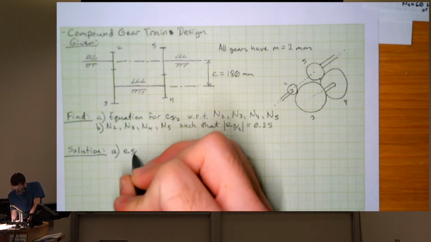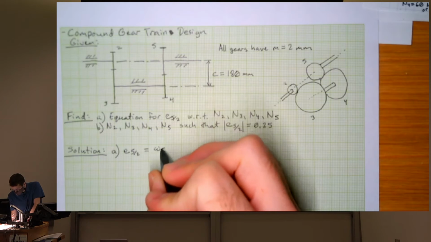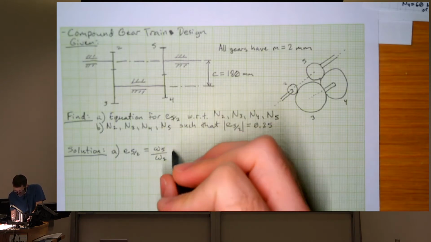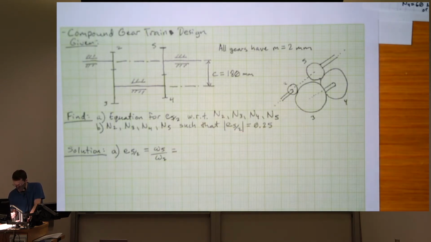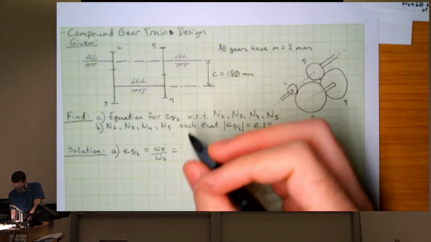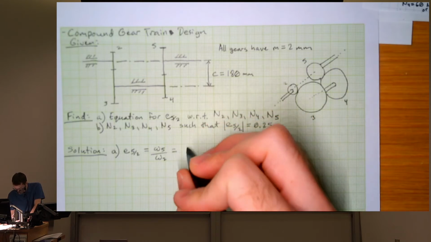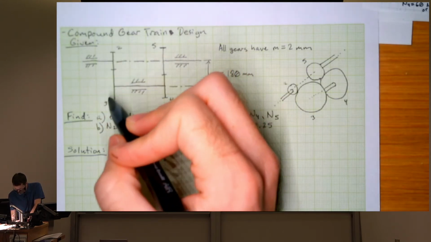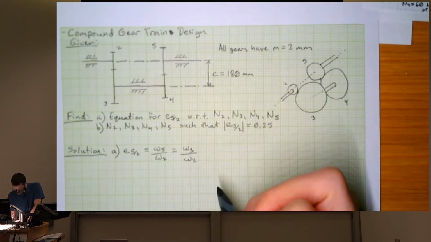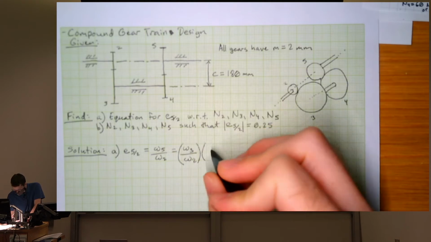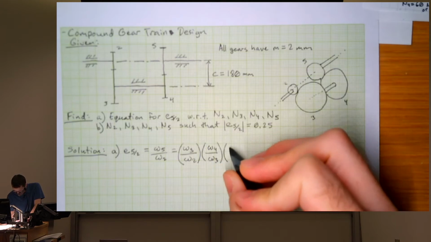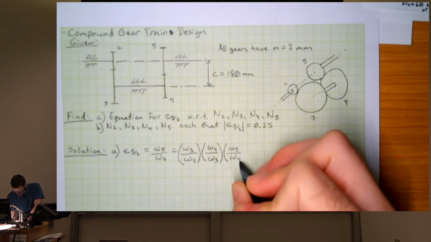So E52 is omega 5 over omega 2. And once again, I'm going to break it down, which might seem a little tedious, but I'm going to break it down into its individual components here so we can think about each part. This is a compound gear train. So starting from 2, we have omega 3 over omega 2 multiplied by omega 4 over omega 3 multiplied by omega 5 over omega 4, like that.